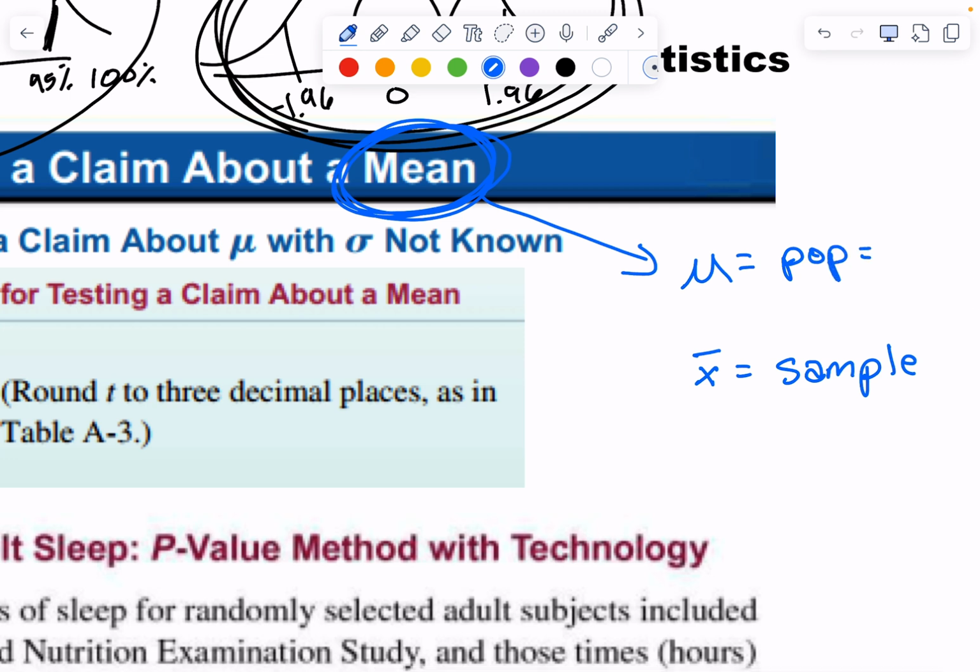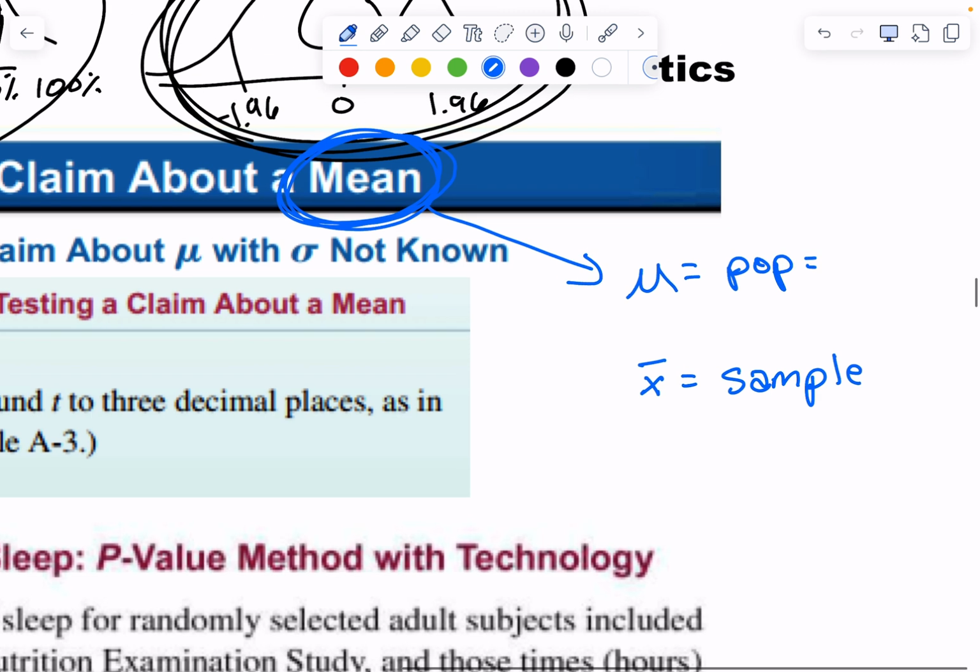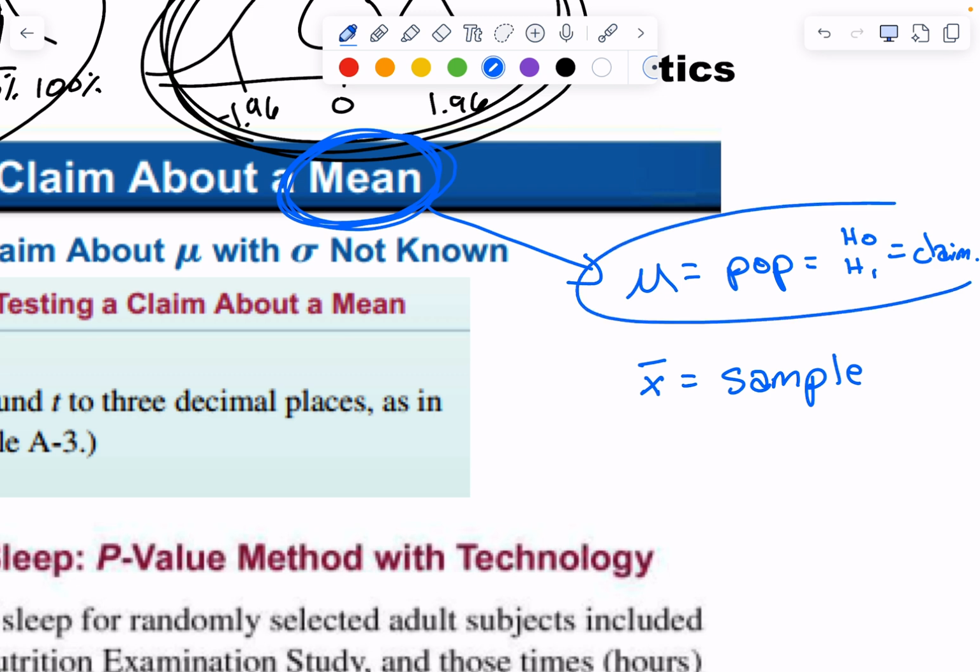Just so you know, the population is always the one that goes in the H naught and H1. It's always the one that is the claim. So when they say to test the claim that the average is blah blah blah, that's mu. That's what you put in your H naught and H1, right? That's what goes here.